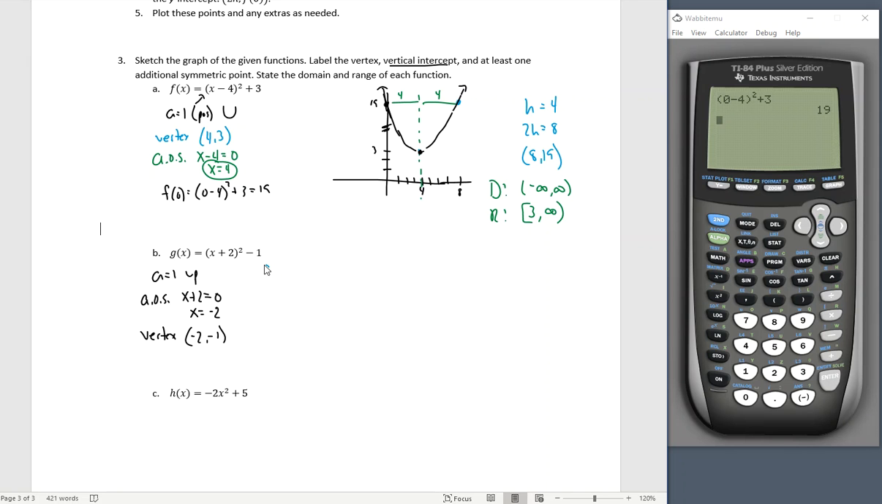So now I'm looking for my vertical intercept at 0. All right, let's do this one in our brain. I woke it up a little bit with the earlier one. 0 plus 2 is 2. 2 squared is 4. 4 minus 1 is 3. So I have the point 0, comma 3.